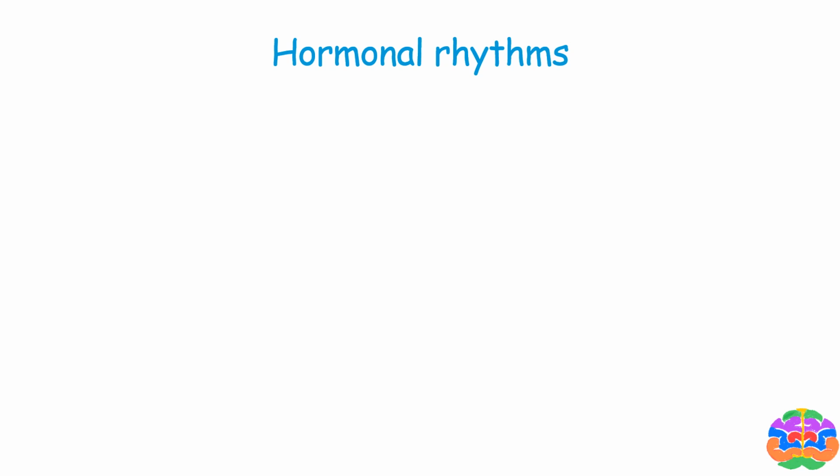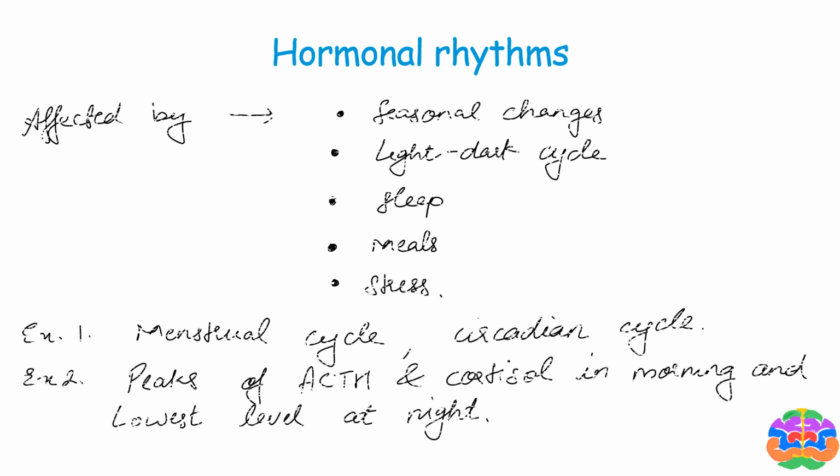Now let's talk about hormonal rhythms. These are affected by seasonal changes, light-dark cycle, sleep, meals, and stress. For example, the menstrual cycle every 28 days, the circadian cycle. Also, the peaks of ACTH and cortisol in the morning and lowest levels at night. Recognition of these rhythms is important for endocrine testing and treatment.